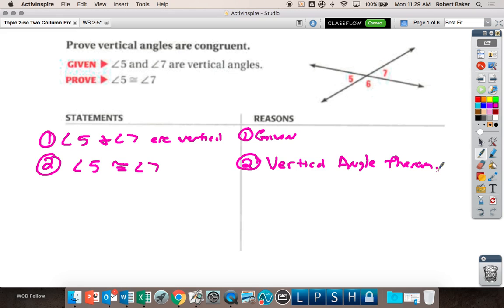We just justified everything. Now, if you got that or didn't get it, what should you gain from this conversation? You should know that vertical angles are congruent. Why? The vertical angle theorem. That's what you should gain from this. Now let's look at the next one.